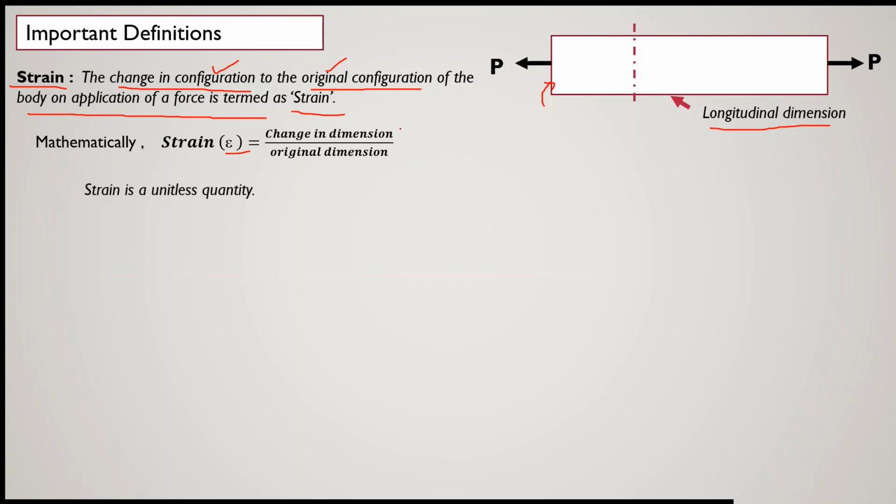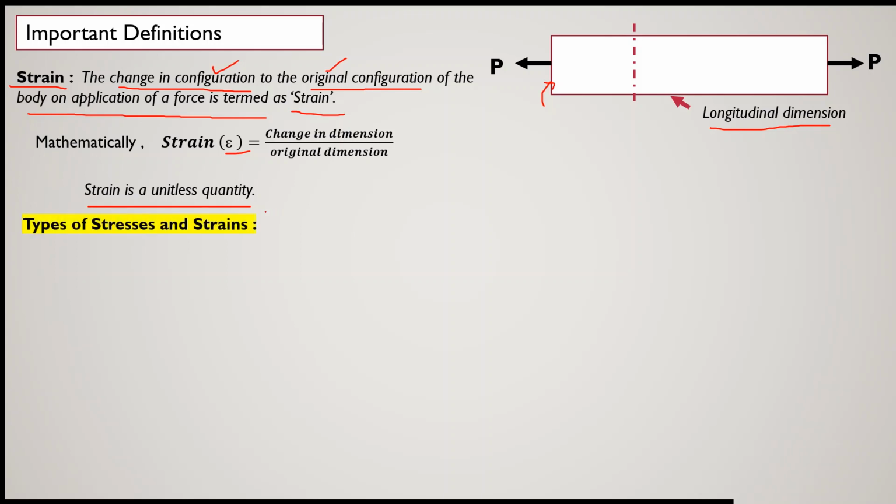Now you can see here it is the ratio of dimension to dimension. That means it may be the ratio of change in length to original length. So strain is a unitless quantity. It doesn't have any units.